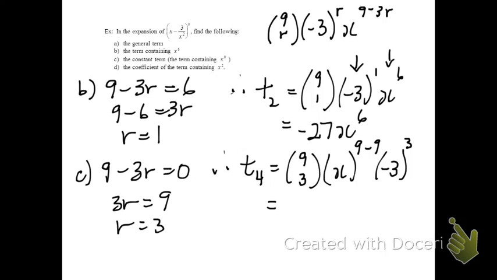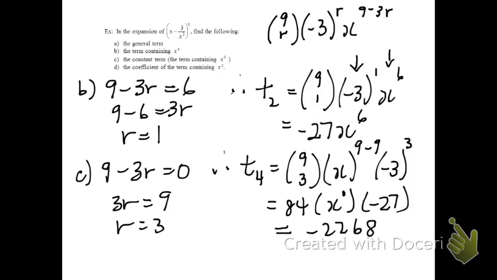So this simplifies out to 84 times x to the power of 0, which is just 1, times negative 27. And so our final answer is negative 2268. And that's our constant term, the term at the end.